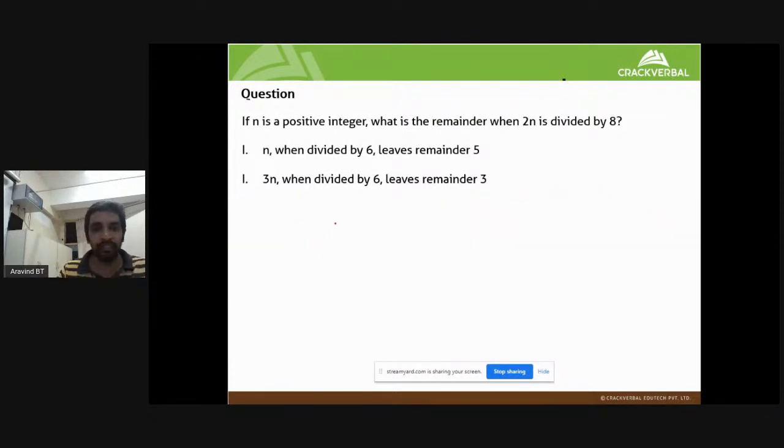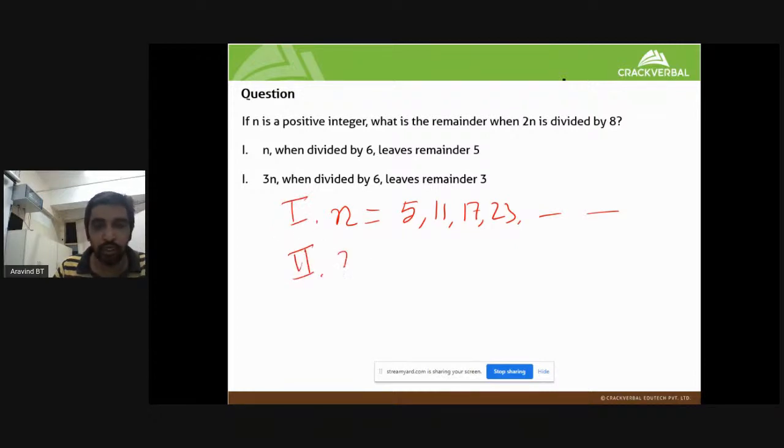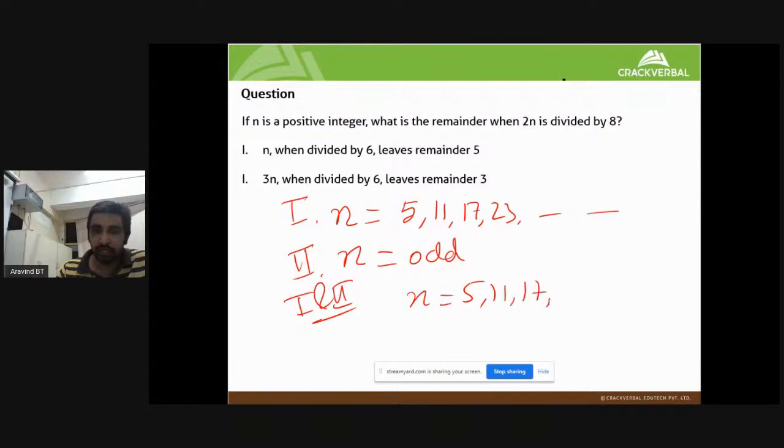What do we do when we combine the statements? According to the first statement, the numbers possible are 5, 11, 17, 23, and so on. According to the second statement, the value of n has to be odd. What happens when we combine both the statements? 1 and 2 means, what are the common values? The common values are still 5, 11, 17, 23, and so on.